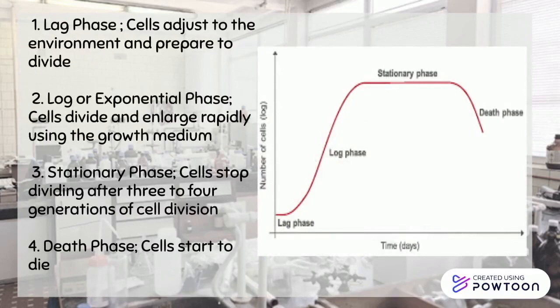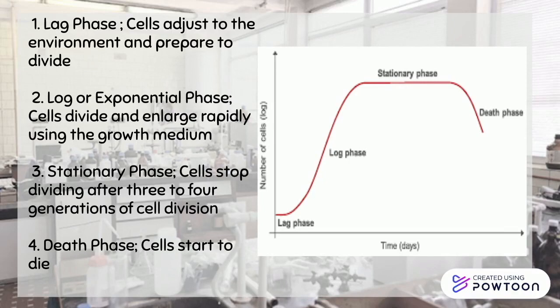During the lag phase, the cells adjust to the environment and prepare to divide. During the log or exponential phase, the cells divide and enlarge rapidly using the growth medium. In stationary phase, the cells stop dividing after 3 to 4 generations of cell division. And the last phase is death phase, where cells start to die.